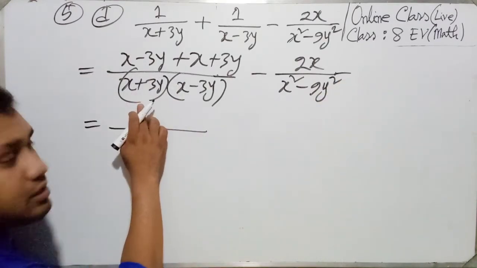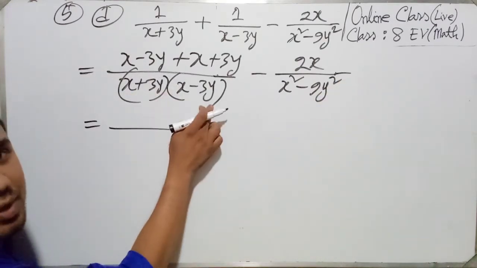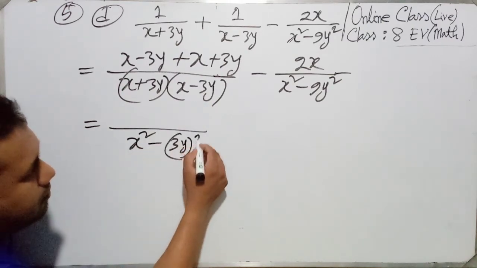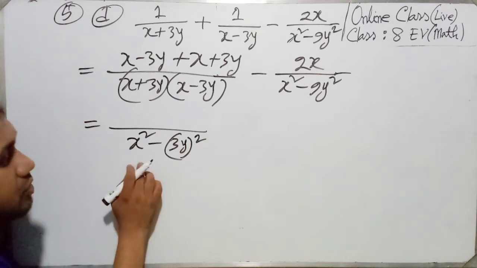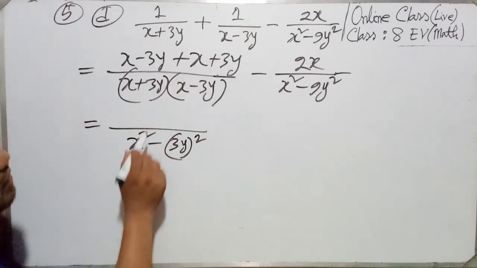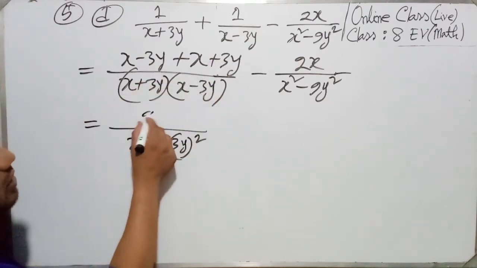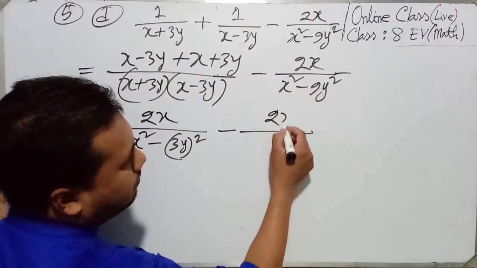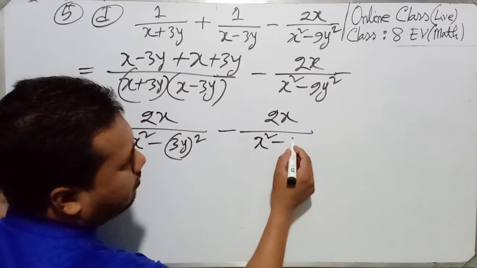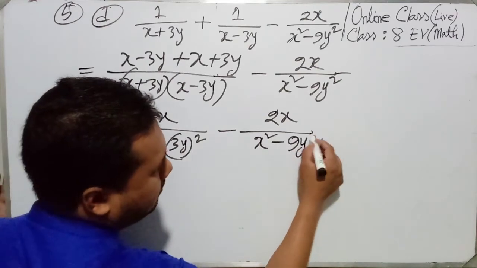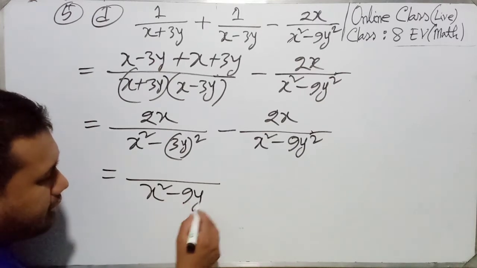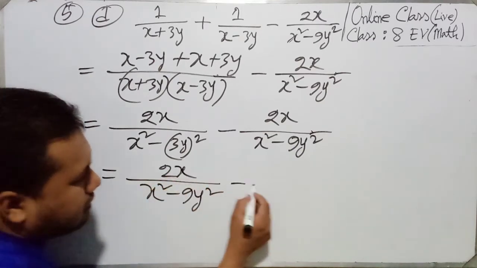Now dear student, this is (a plus b)(a minus b). So we can apply the formula a square minus b square. We can apply this formula, a square minus b square. And here plus 3y minus 3y vanish, this is 2y. And this is 2y by x square minus 9y square.